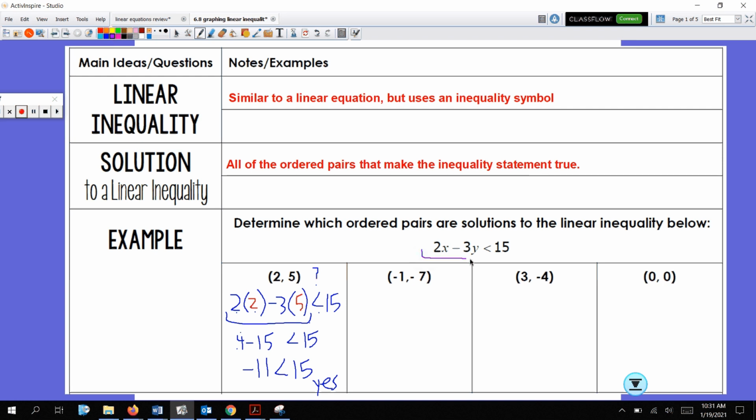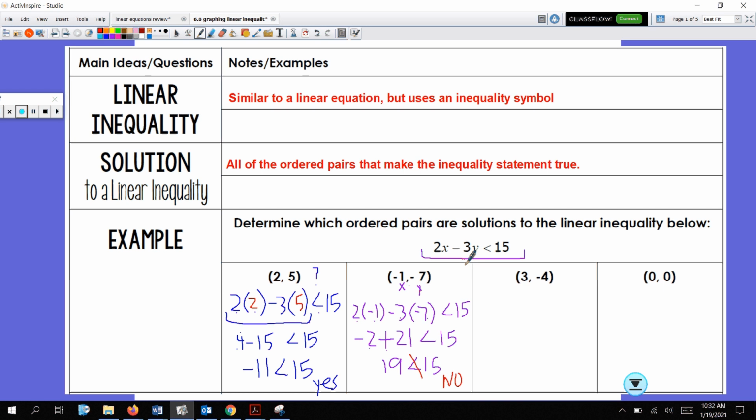We're still going to plug in to this inequality. Here is my x, here is my y. Make sure you take the signs with you. So we have 2 times x, which is negative 1, minus 3 times y, which is negative 7. And is all of that less than 15? 2 times negative 1 is negative 2. Negative 3 times negative 7 is positive 21. Negative 2 plus 21 is 19. Is 19 less than 15? I hope you didn't have to think about that too long, because it is not. So no, this is not a solution. This ordered pair, negative 1, negative 7, does not satisfy the inequality.